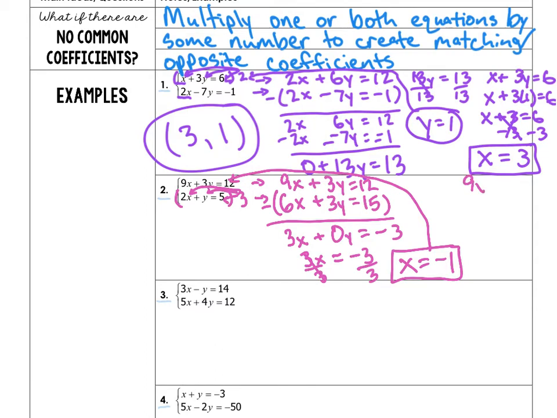So 9x plus 3y equals 12. And we now know that x is equal to negative 1. So I'm going to take that negative 1, and I'm going to swap it out with x, like this. So we still have 9 times negative 1 plus 3y equals 12. 9 times negative 1 is going to be a negative 9. We still have the 3y.